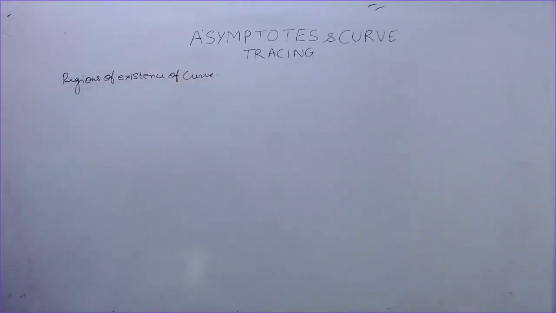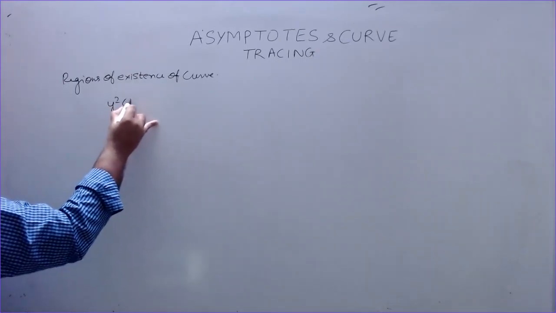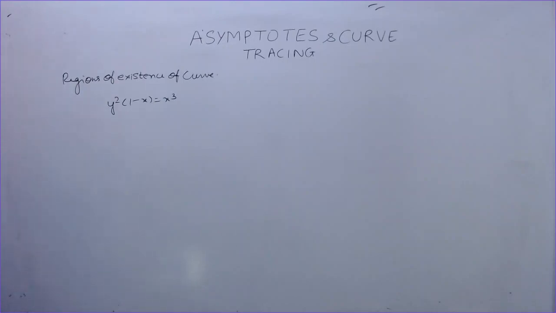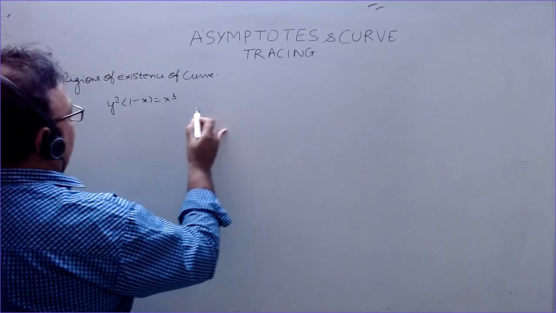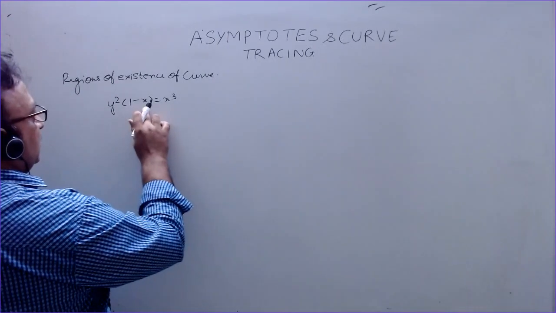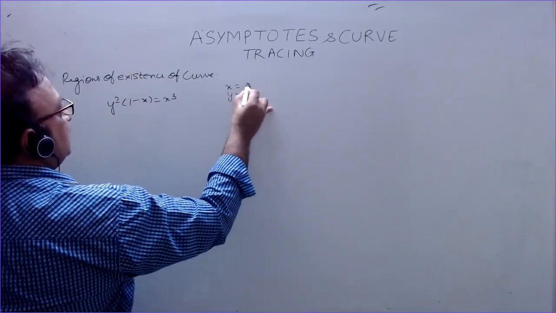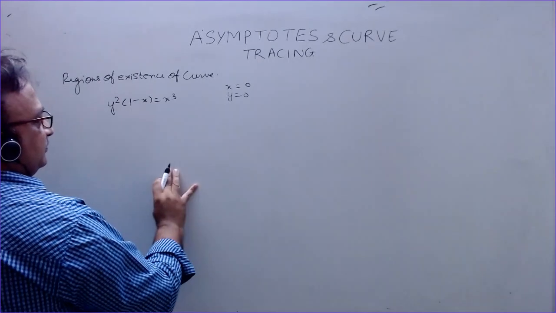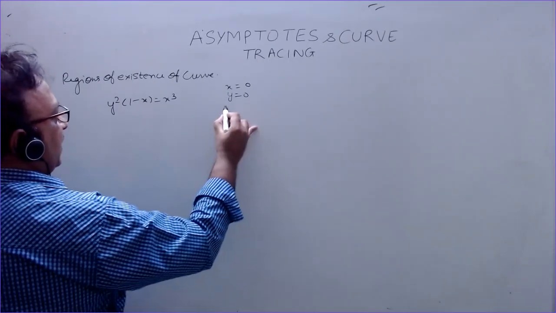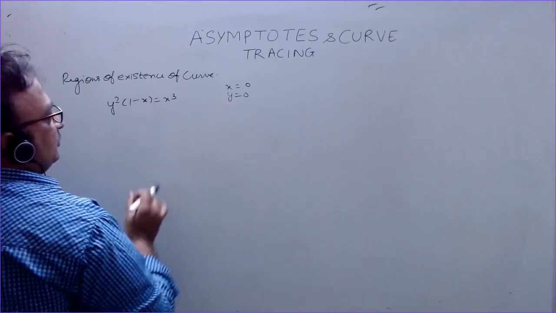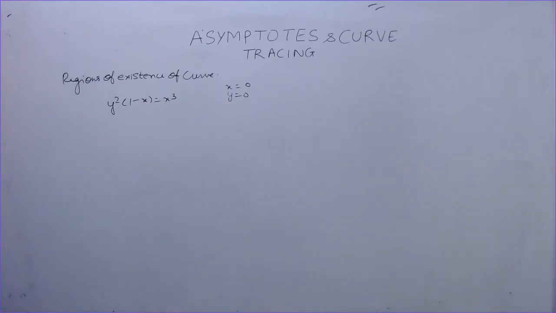Now suppose we have the equation of the curve with x cube. So it is cutting the axis. If you put x equal to 0, then y is equal to 0. So it is cutting the axis at origin. And if you put y equal to 0, in that case x will be 0. So it is meeting the axis only at the origin.